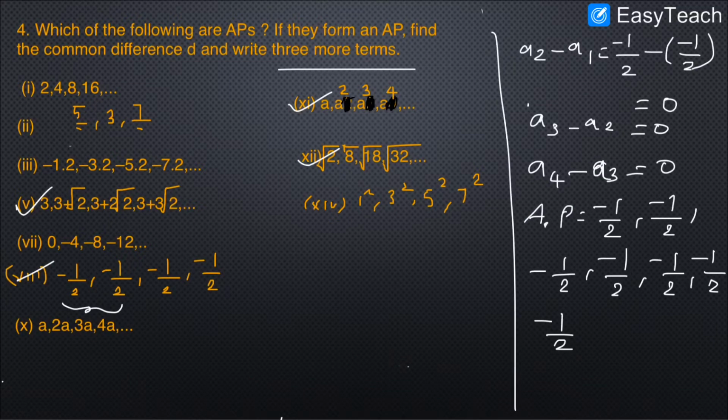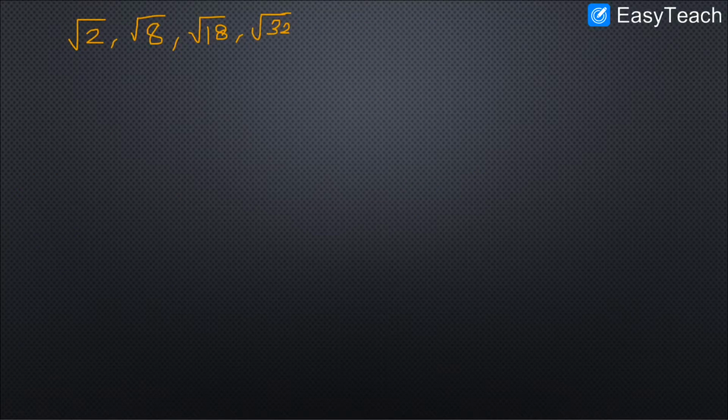Let's try to do the 12th problem, which is a little bit different. First of all, let's check whether this is an AP or not. Let's find the difference. So A2 minus A1 equals root 8 minus root 2. But before that, let's split the numbers: root 2, root 8, root 18, root 32. Let's convert these numbers into a similar format.